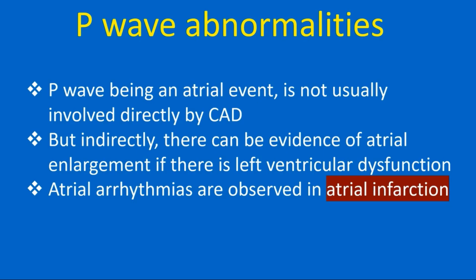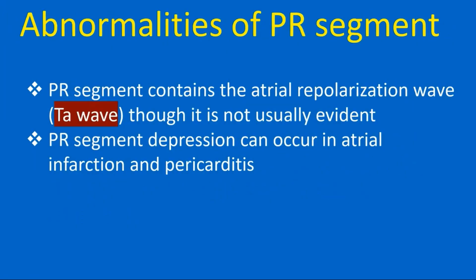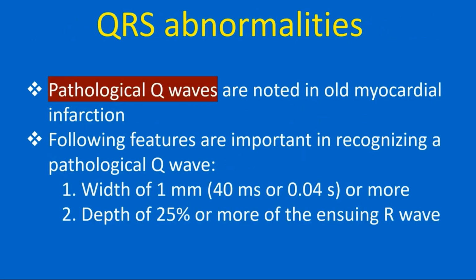Atrial arrhythmias are observed in atrial infarction. PR segment contains the atrial repolarization wave or TA wave, though it is not usually evident. PR segment depression can occur in atrial infarction and pericarditis. Pathological Q waves are noted in old myocardial infarction.